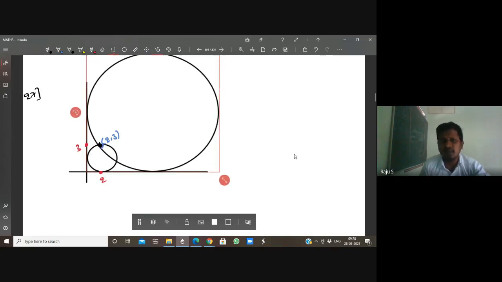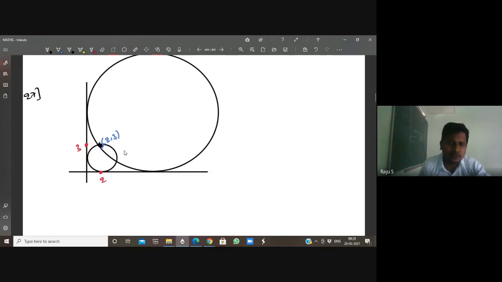Is it clear? Two circles are touching both the axes x and y and passing through the point (2, 3). Am I right? And what they're asking here is to find the length of the common chord.